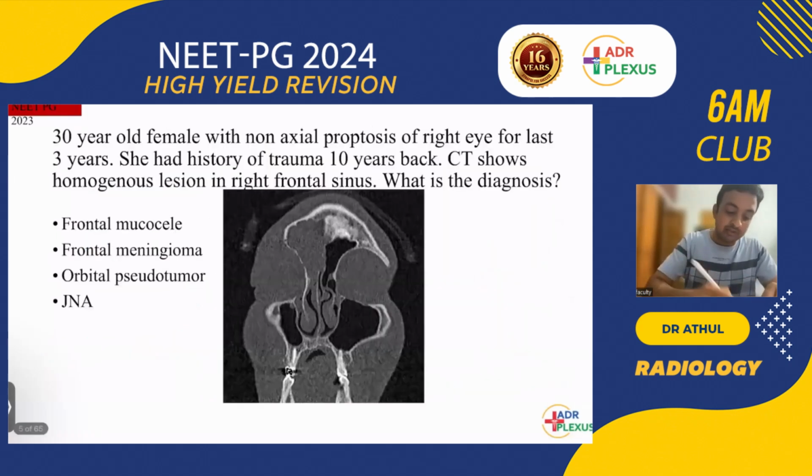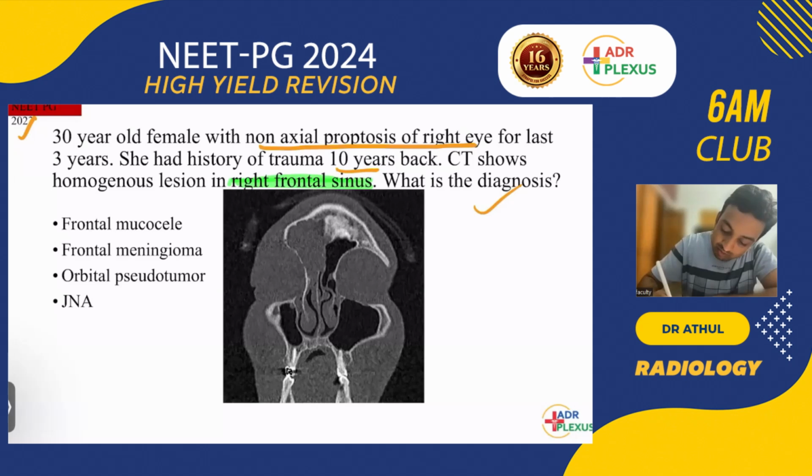This is another previous NEET 2023 question, regarding ENT side. In the history, they gave a history of non-axial proptosis of the right eye, and she had a history of trauma 10 years back. Also in the history, they mentioned that there is a lesion in the right frontal sinus. So what is the diagnosis here? That was the question. Actually, I will tell you the anatomy.